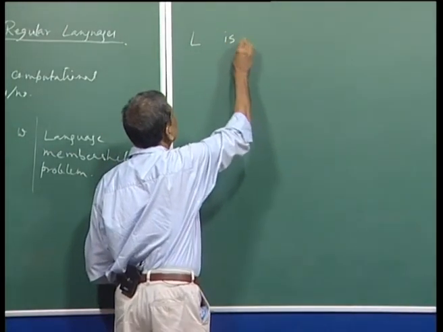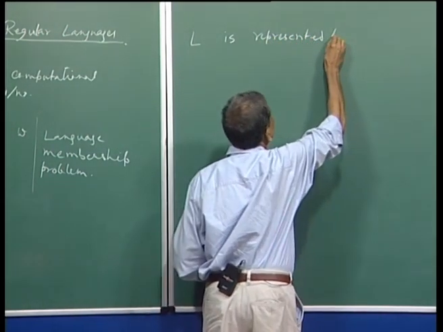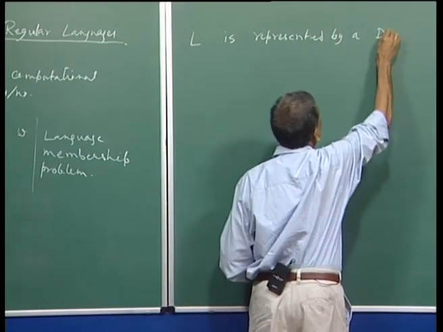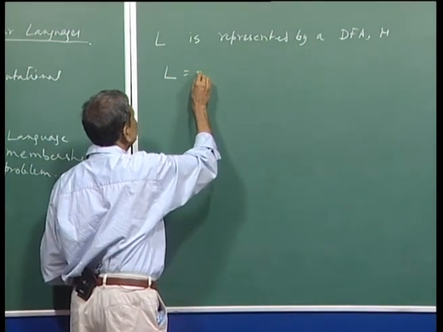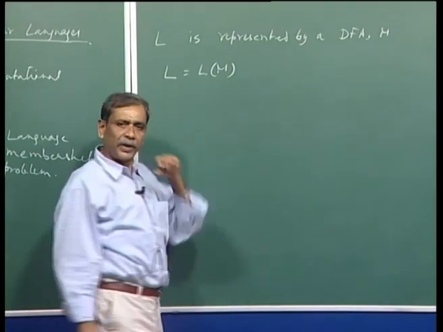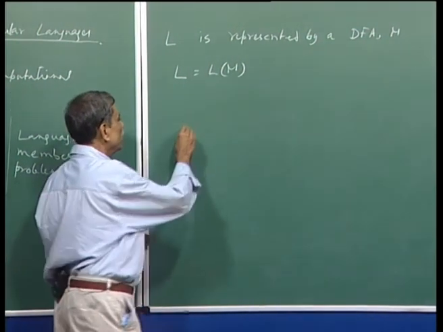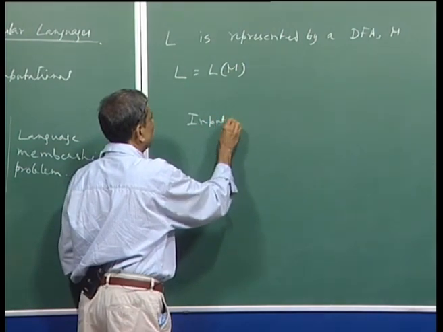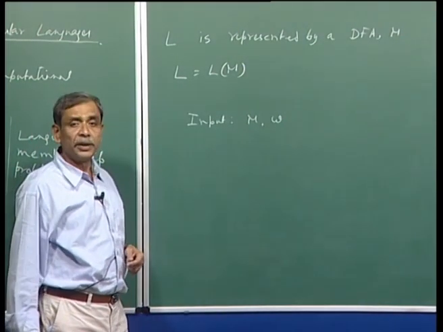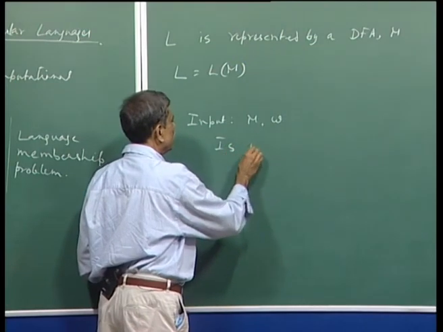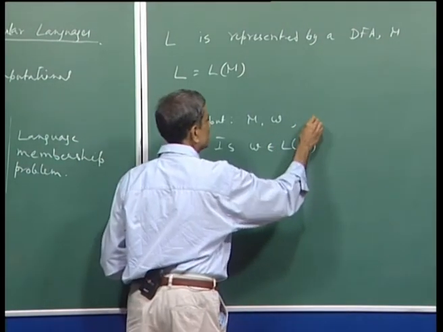Let us take the simplest case, that L is represented by a DFA, say M. In other words, this language L is the language accepted by the DFA M. And now the problem boils down to this: your input is M and W, and you would like to know, is W accepted by the DFA M?